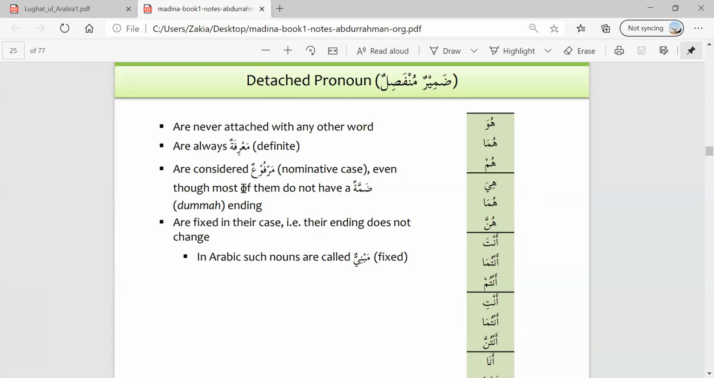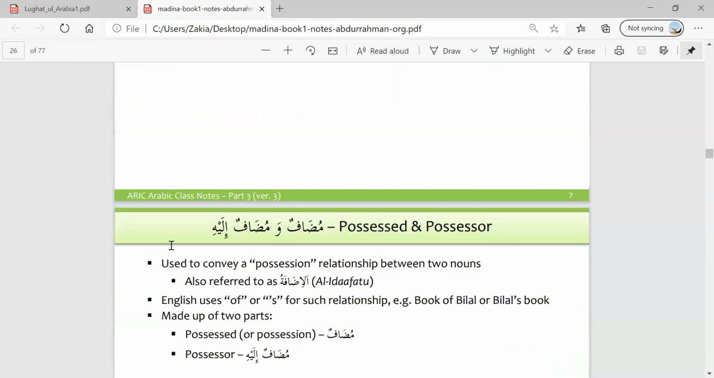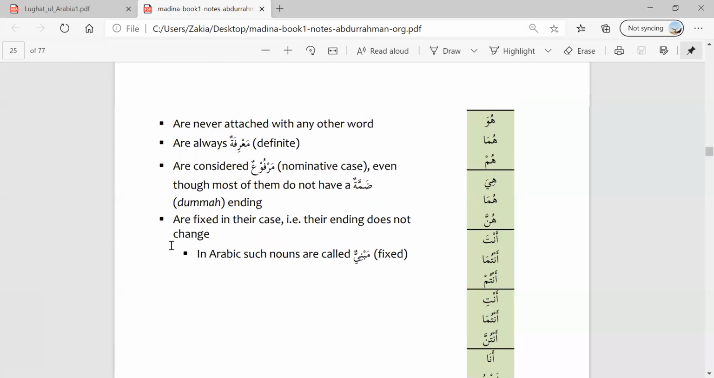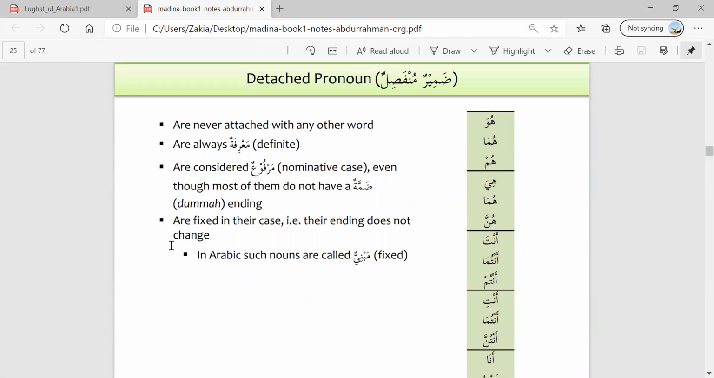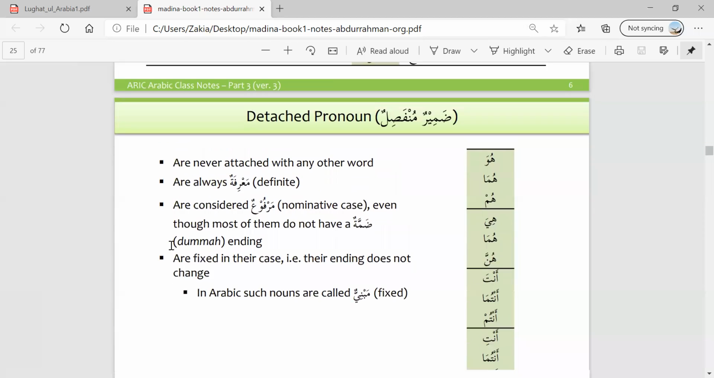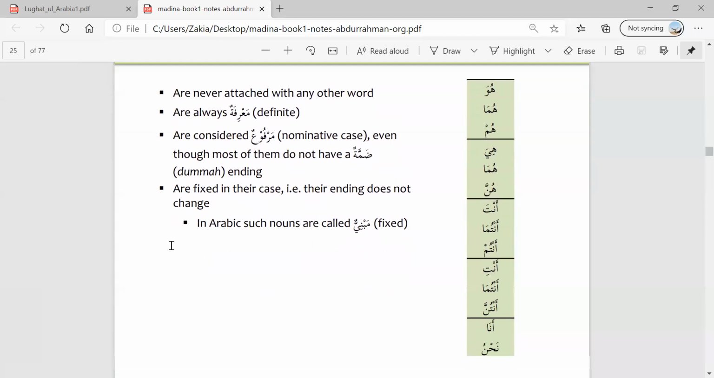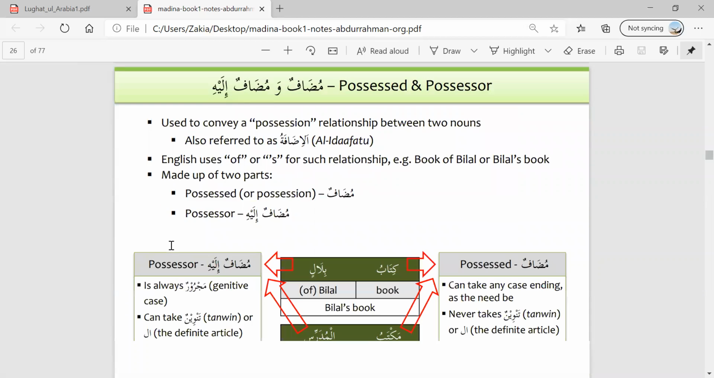They are considered marfu'un, even though most of them do not have a dhamma on it. They are fixed in their case and the ending does not change. Anything that's fixed in Arabic, we call mabniyun. They've given you a table. A good idea is to revise the first set of slides, go through this one in English, and then test yourself. If you print this off, you could write the English translation next to these, just to test your memory, and that might be a really good way of doing that.